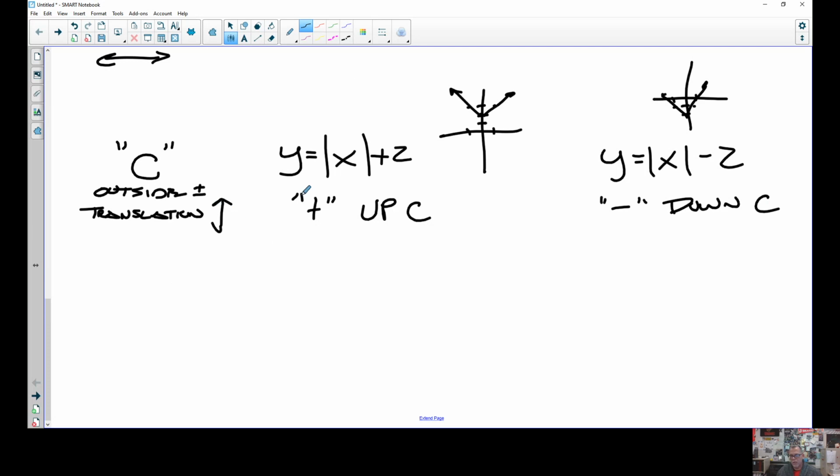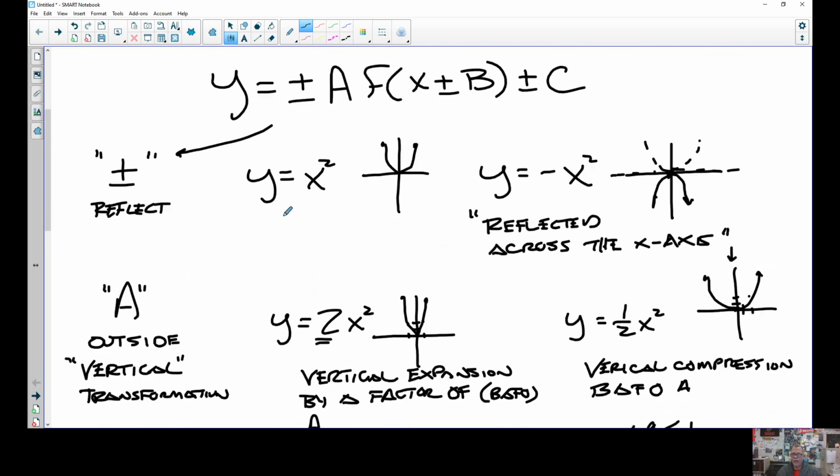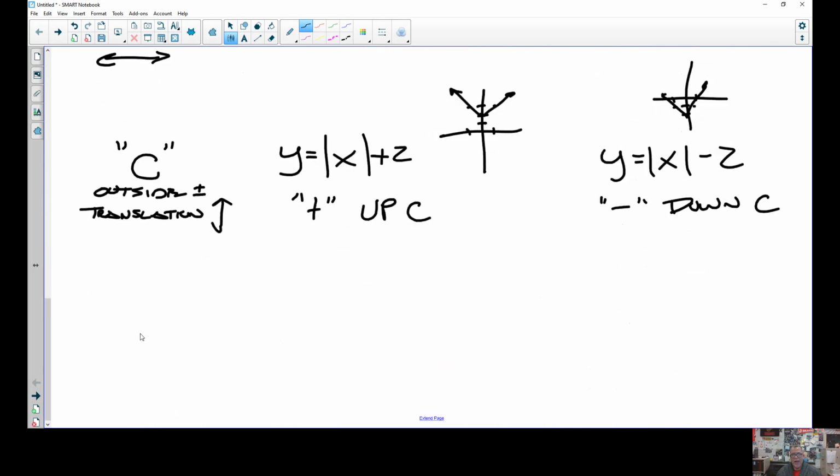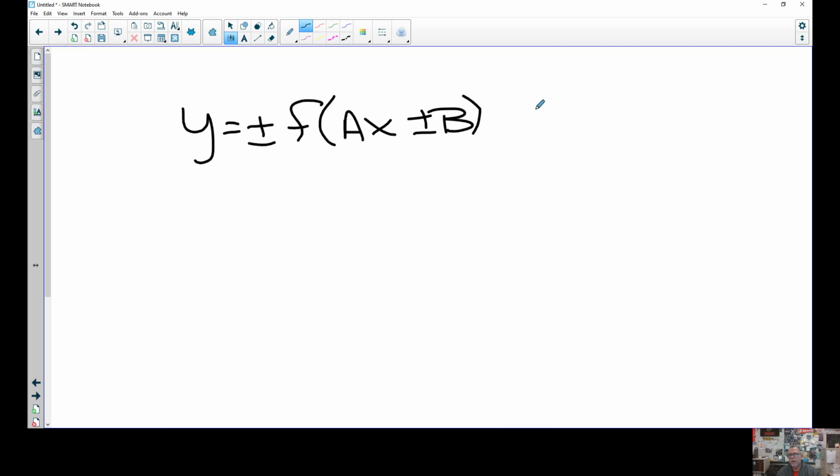Now, there's going to be another example of this. All right, this is where we have A inside. This is the key difference between this and some other functions where we get A outside. When we get A outside, my basic function, let's get a new page, will now look like this: y equals plus or minus f of ax plus or minus b plus or minus C. So we have a difference here.